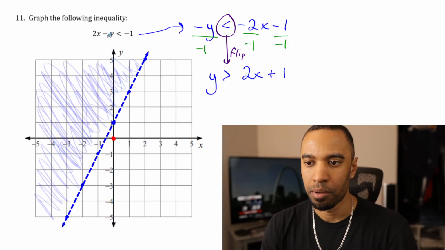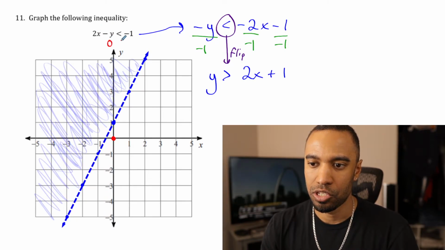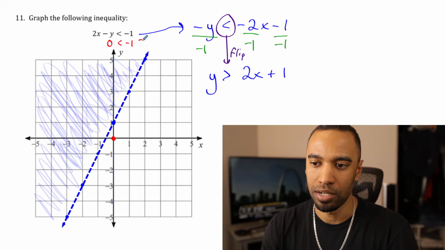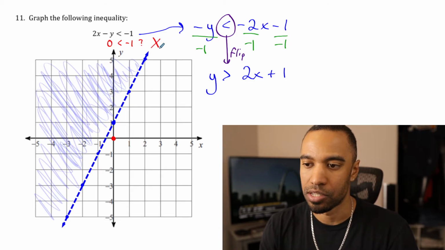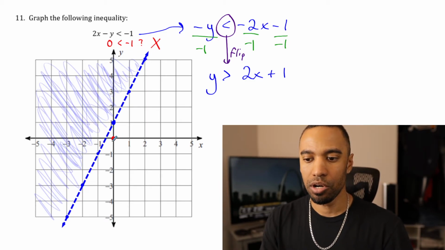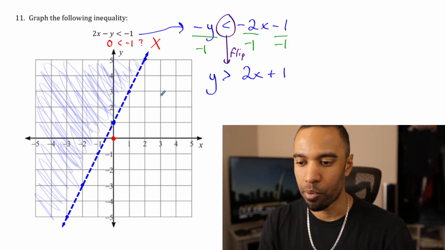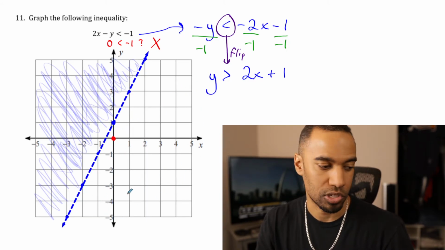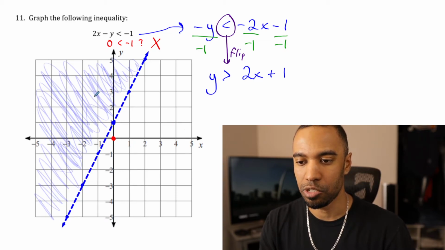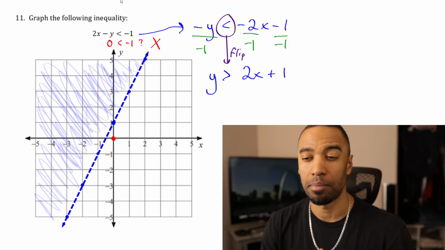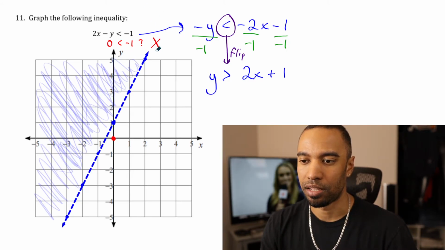2 times 0 minus 0, that's 0. Is 0 less than negative 1? That answer is no, it's not. 0 is not less than negative 1. So 0, 0 fails, which means every point on this side fails. That means these points are not solutions to your inequality. These points are. If I test negative 3, 5, I will get a true statement out. I'm not going to, but that's how the shading for this one particular inequality works.